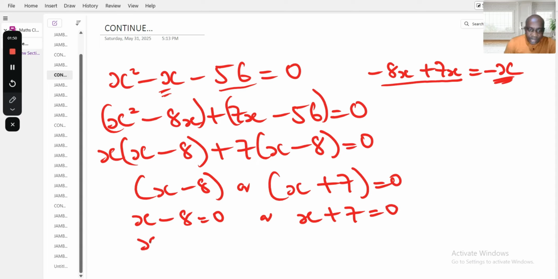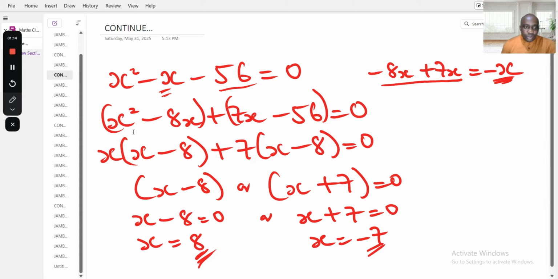Now let's collect like terms. x minus 8, by the time it jumps to the other side, it will change the sign to what? So plus 8, x is going to be 8. Why this one? By the time plus 7 goes to the other side, it will change to what? Minus 7. Therefore, our final answer is 8 and −7. Since we are looking for x, the side of a rectangle, we are not going to use the negative answer. We are going to use the positive answer because we are trying to look for the side of the rectangular piece of land.